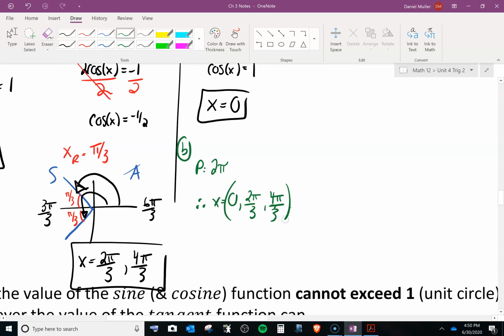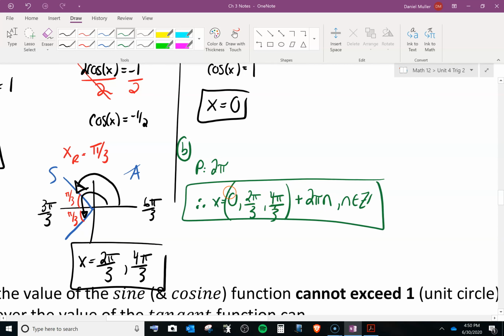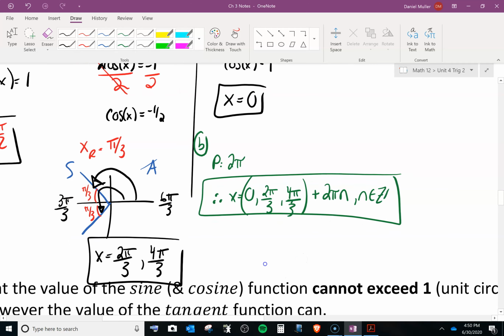I say all of these, plus you can add the period, and that would get you in the exact same spot. It's called coterminal. So it'll get you in the exact same spot, and you can do it any number of times. So we'll go 2 pi times n, where n is an element of the counting numbers. And so I like to list them all, put little brackets around it, and any of these you can add 2 pi n to them, and they'll give you the exact same answer.